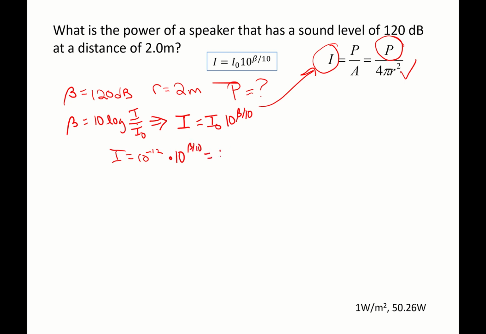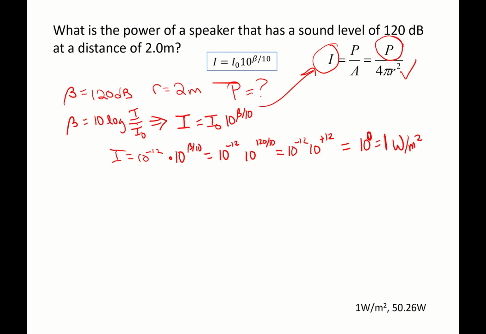Okay, and beta is 120. So that's 10 to the minus 12 times 10 to the plus 12. Right, 120 over 10 is 12. So 10 to the x times 10 to the minus x is just 10 to the 0, which is 1 watt per meter squared. So my intensity is 1 watt per meter squared.